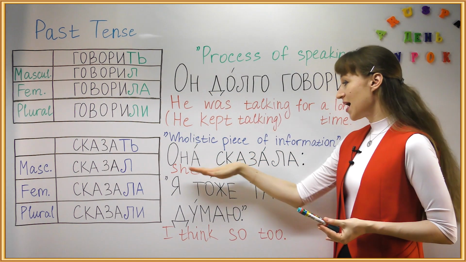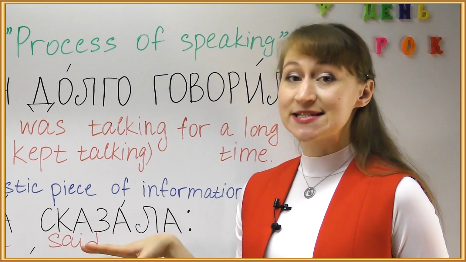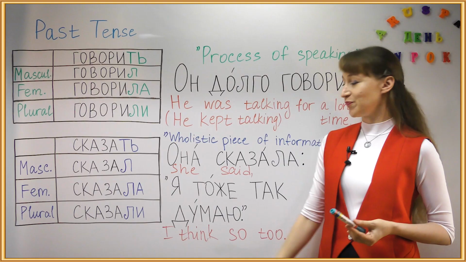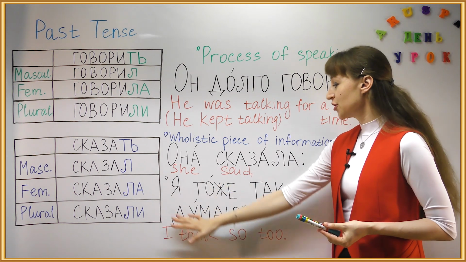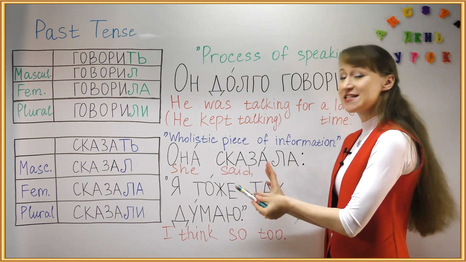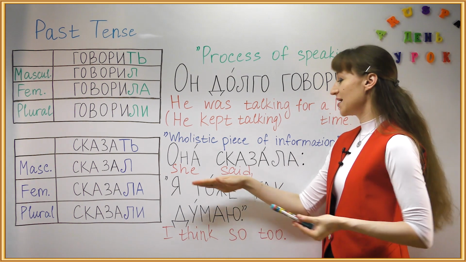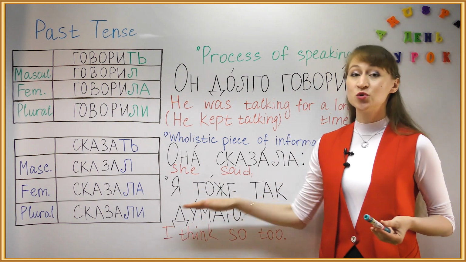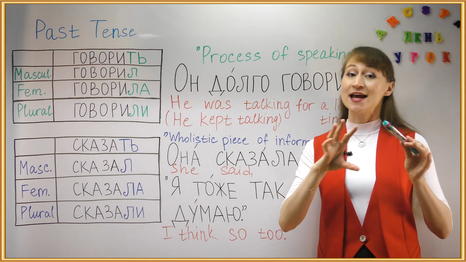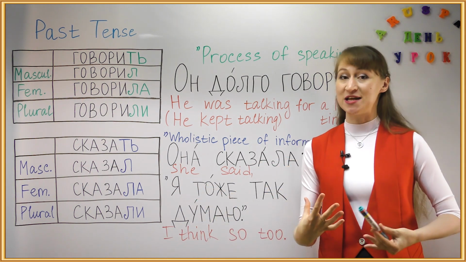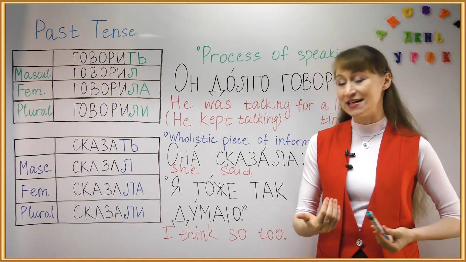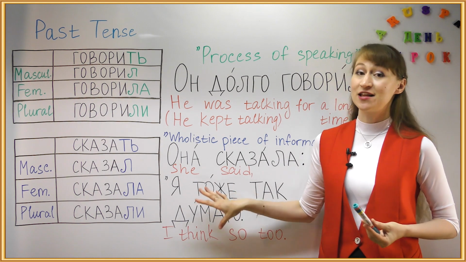Next example. Она сказала: «Я тоже так думаю». So here we have her direct speech, direct words. She said exactly this. I think so too. Я тоже так думаю. And this is a holistic piece of information. So it's a finished sentence. It's her idea and she said that.